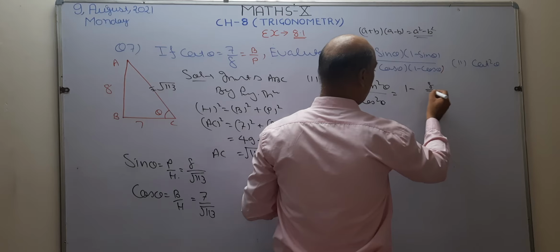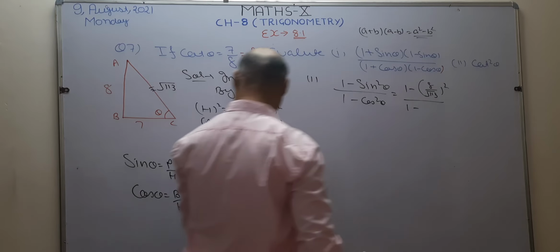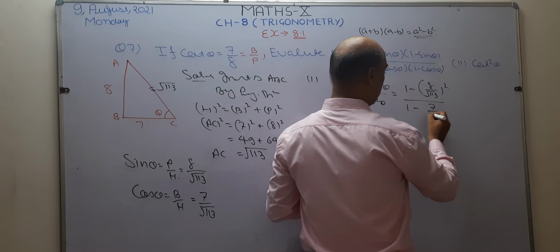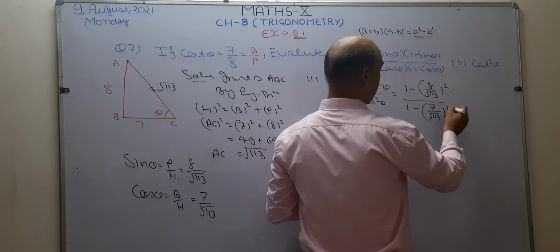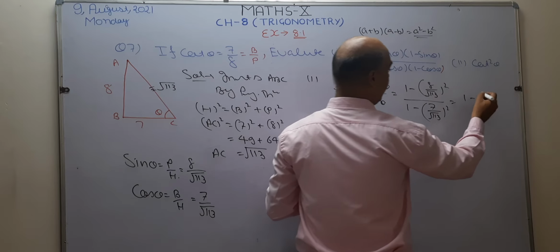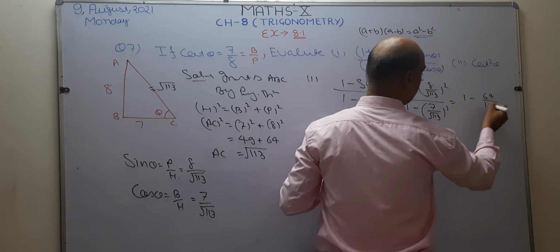The value of sin theta is given as 8 upon root 113, and its square. Now the value of cos theta is given as 7 upon root 113, and its square. Now I want to square these numbers. 1 is going to remain the same. Square of 8 is 64. This square is cancelled with the square root, so this becomes 113.